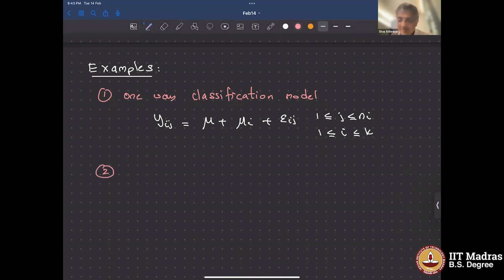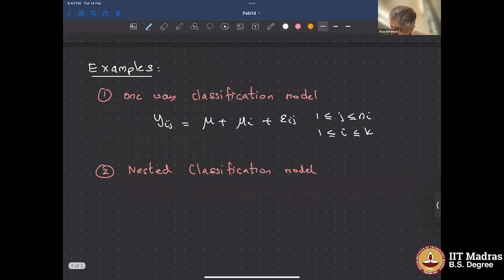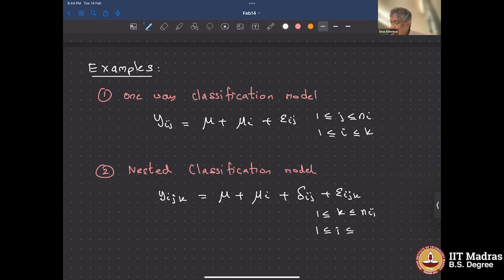The second model that I will come and play with quite regularly is called the nested classification model. In this model, one has a little tweak to the one-way classification. Here, assume that the within groups are classified a little bit. So y_ijk has the same overall mean mu plus an intergroup effect mu_i. I have two sources of randomness. One is delta_ij, within i and j, and then I have an epsilon_ijk. And here I do the same thing: 1 ≤ k ≤ n_ij, 1 ≤ j ≤ m_i, and 1 ≤ i ≤ k populations as before.